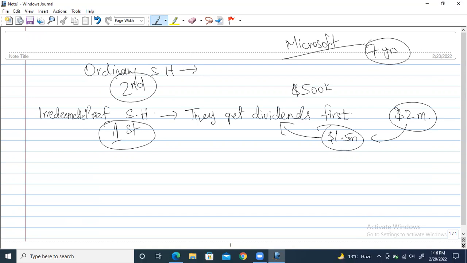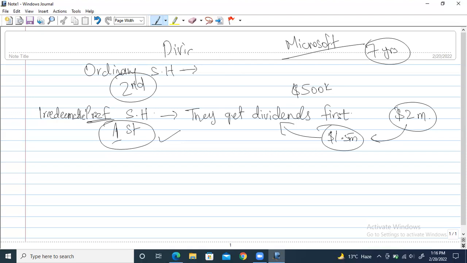That means they only gave dividends to the preference shareholders, because they have the first priority, and maybe they did not have money left that they could still distribute. So always remember, first priority is given to the preference shareholders in terms of dividends.